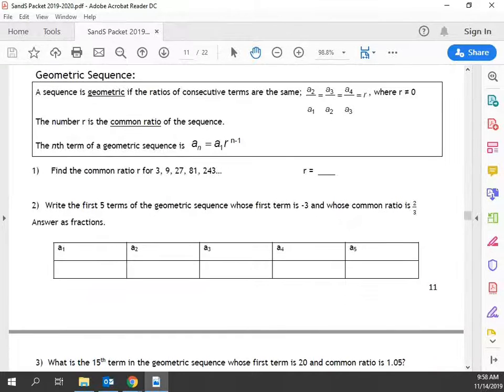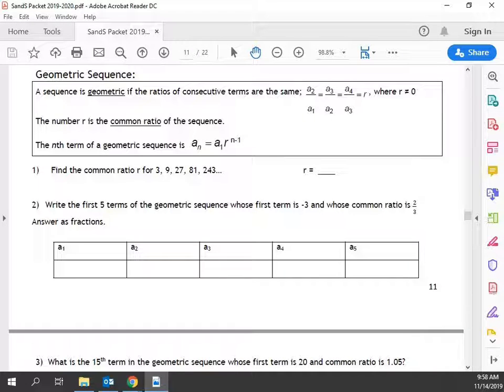All right, so let's look at the technical definition of a geometric sequence. A sequence is geometric if the ratios of consecutive terms equal r, where r is not equal to 0. The number r is the common ratio of the sequence. The nth term of the sequence is, and this is the equation, and for arithmetic you had a sub n equals a sub 1 plus d times parentheses n minus 1. This will be given to you as well. This is the way a geometric sequence or series is written as an equation: your first term times your common ratio raised to the n minus 1 power.